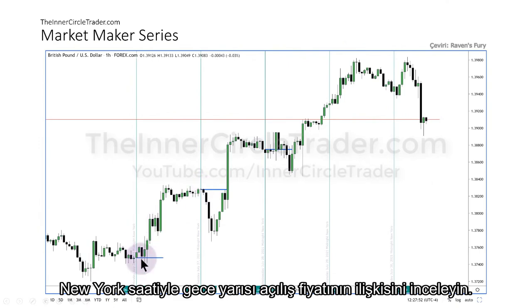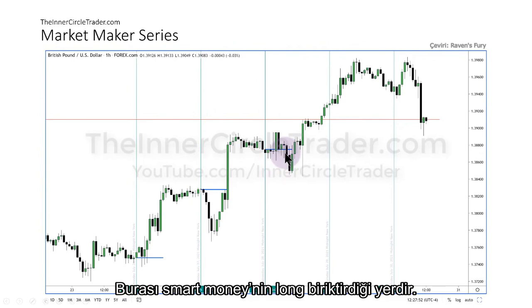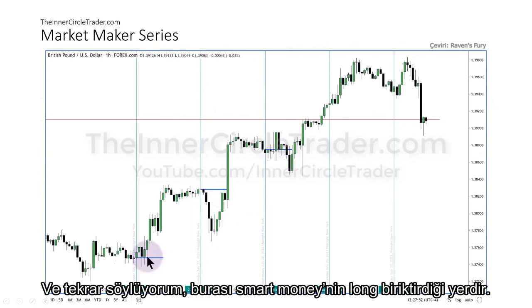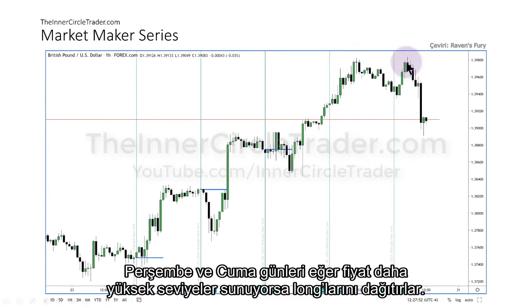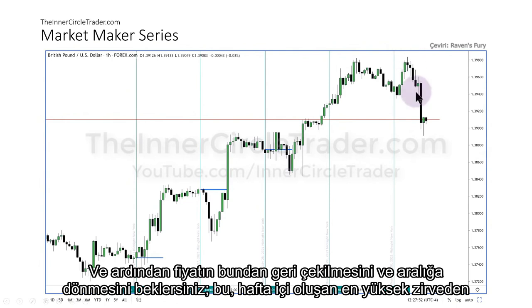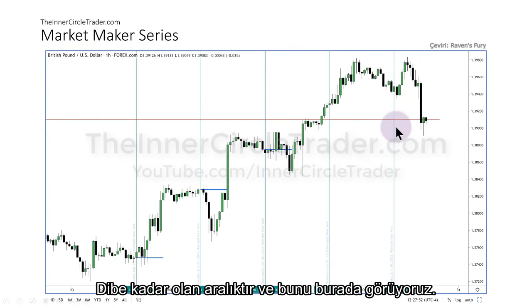Study the relationship of the opening price at midnight in New York time and how buying below that opening price is ideal. This is where smart money accumulates longs. And this is where smart money accumulates longs. They distribute their longs on Thursday and Friday if it offers higher prices. And then you expect price to come off that and trade back down into the range, which is the highest high formed intra-week to the low. And we're seeing that here.